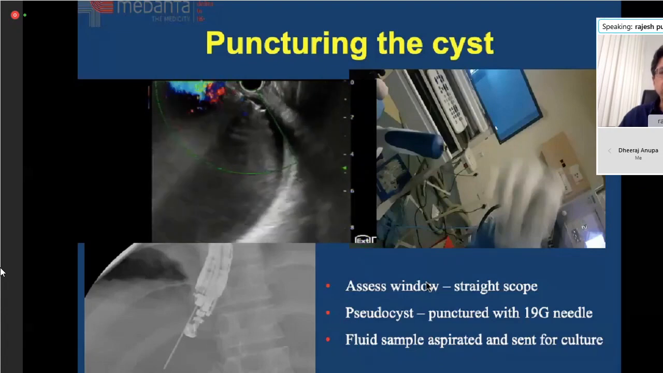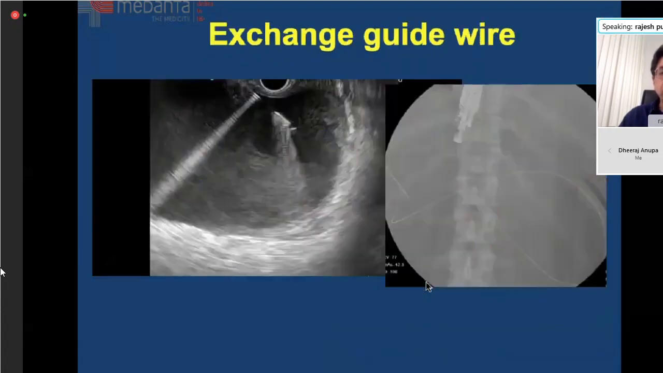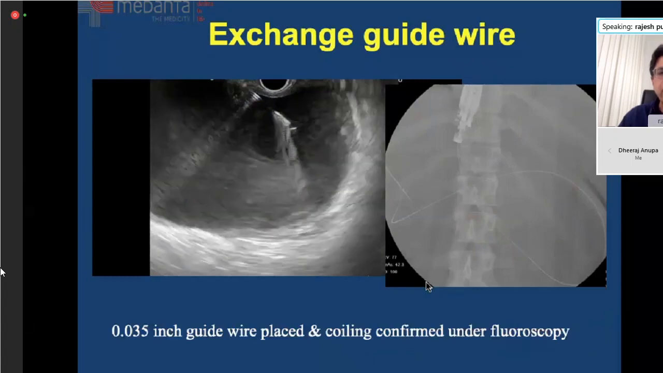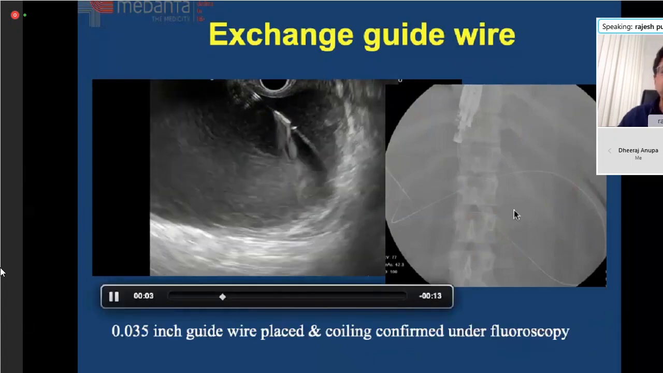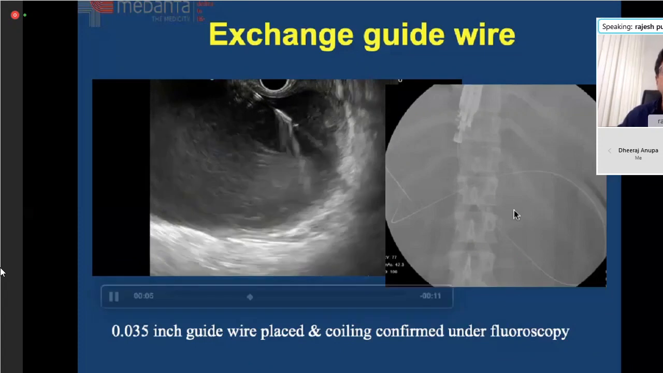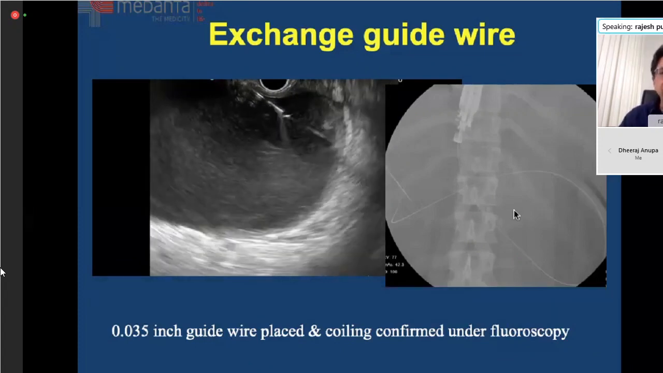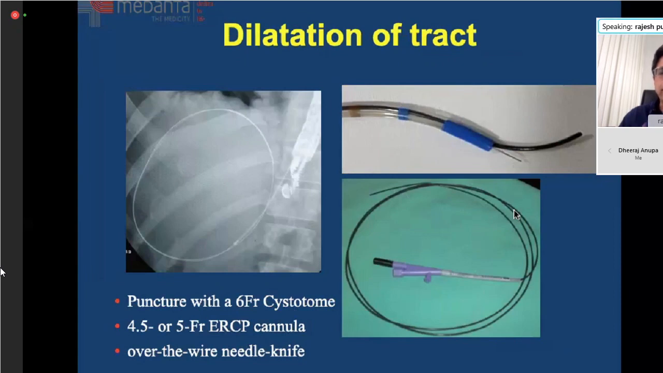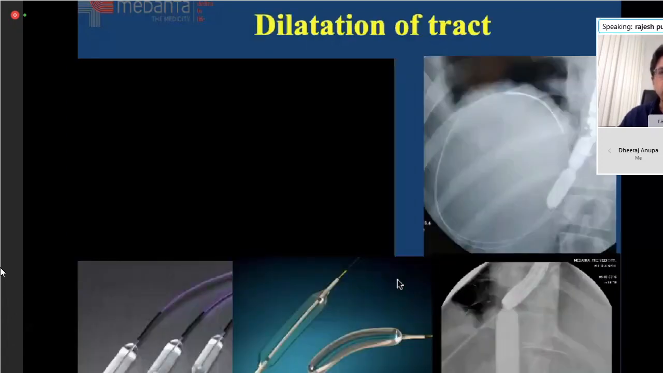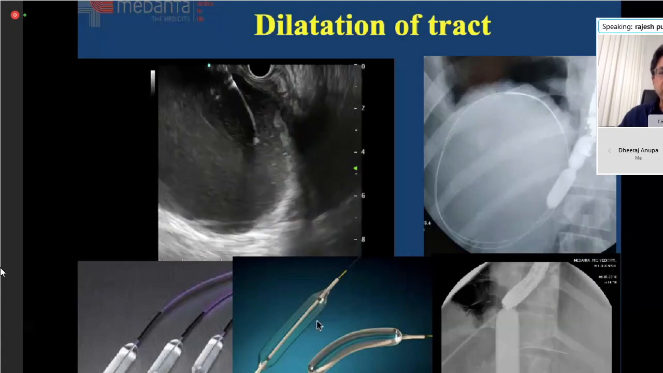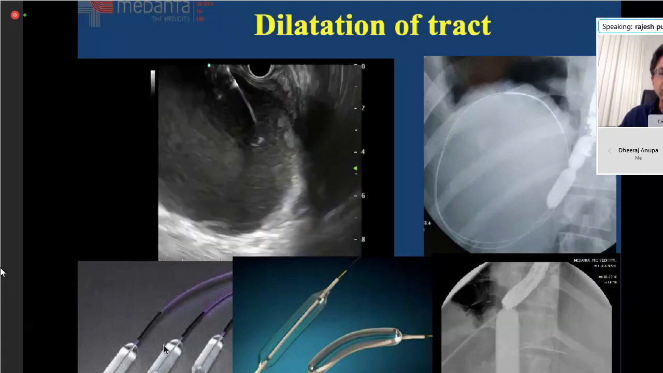Once you puncture, the second step is exchange of the guide wire. You exchange the guide wire, make 1 to 2 loops as you do in ERCP, with a 0.035 guide wire. Once you have exchanged the guide wire, the tract dilatation is important again for the beginner: never use a needle knife, use the cystotome, 6 French or 10 French. Once you dilate the tract, if you're planning to put a plastic stent, you can dilate with a CRE balloon of 10 to 12 to 15 millimeter.